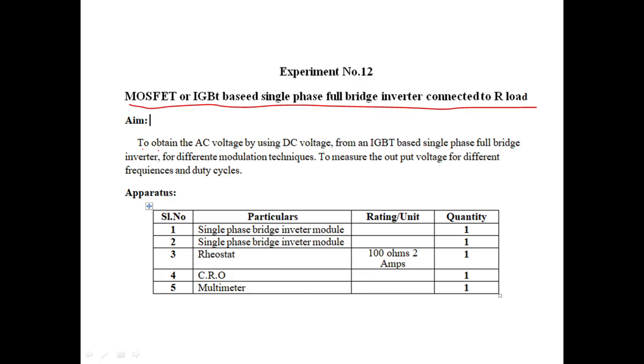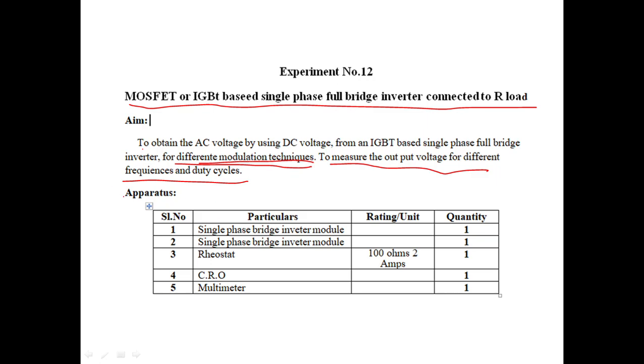Now, to obtain AC voltage from DC voltage using an IGBT based single phase full bridge inverter for different modulation techniques, and this you have to note, different modulation techniques, to measure the output voltage for different frequencies and duty cycles. So this is the name of the experiment. Like we say inverter, there is something called the PWM technique, the pulse width modulation technique. There are different kinds of this PWM technique, and that is what we'll be discussing in this video.